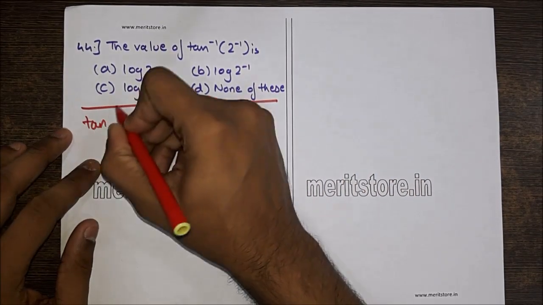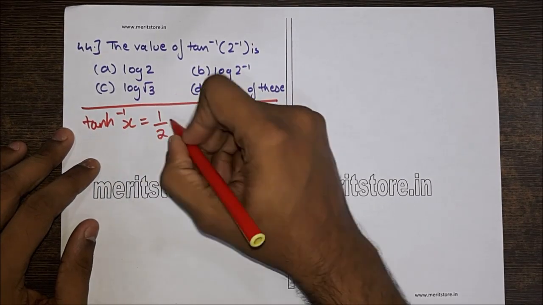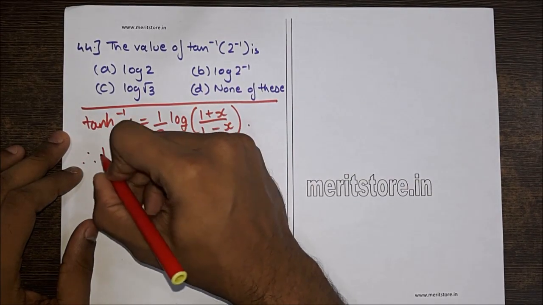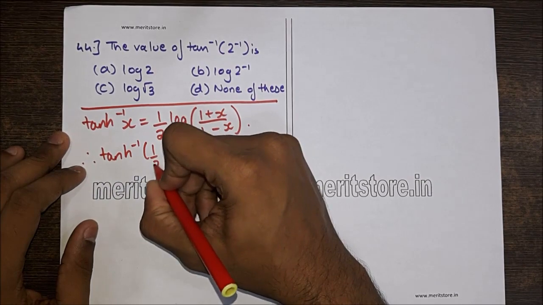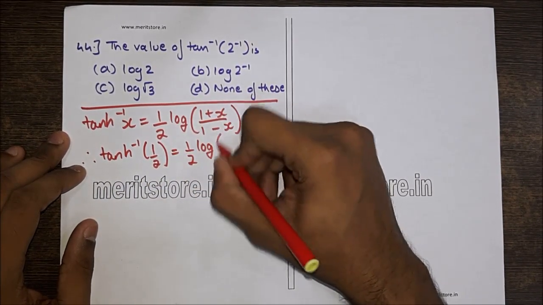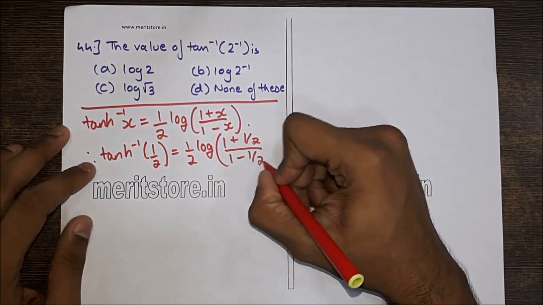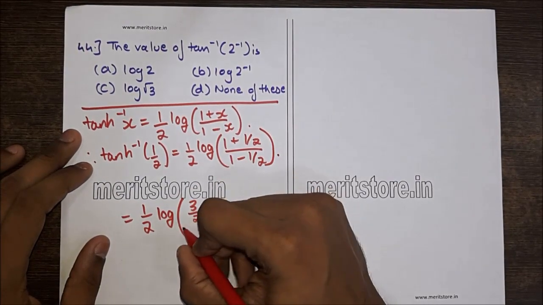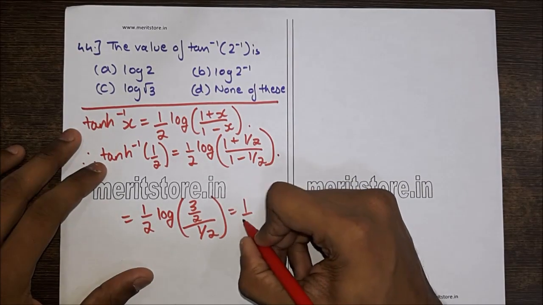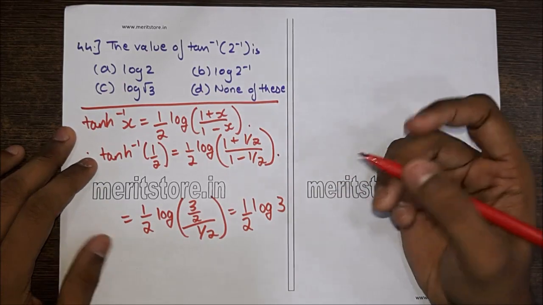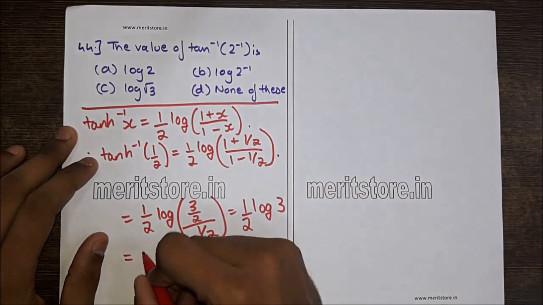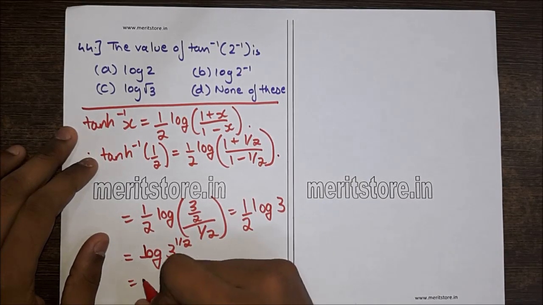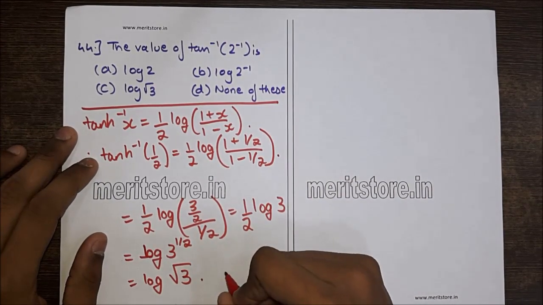We know that tan hyperbolic inverse of x is equal to 1 by 2 log of 1 plus x upon 1 minus x. Therefore, tan hyperbolic inverse of 1 by 2 would be 1 by 2 log of 1 plus 1 by 2 upon 1 minus 1 by 2, which would be 1 by 2 log of 3 by 2 upon 1 by 2, which is 1 by 2 log of 3. Taking 1 by 2 as an exponent, we get log of 3 raised to 1 by 2, which is nothing but log of root 3, which is option C.